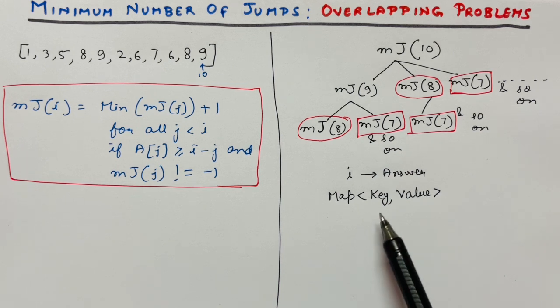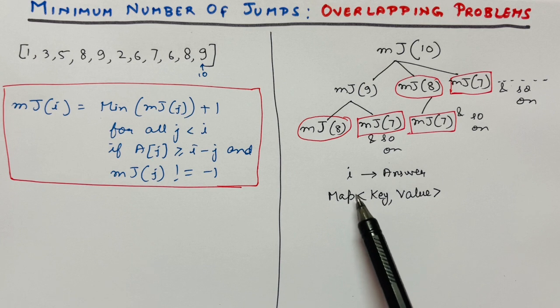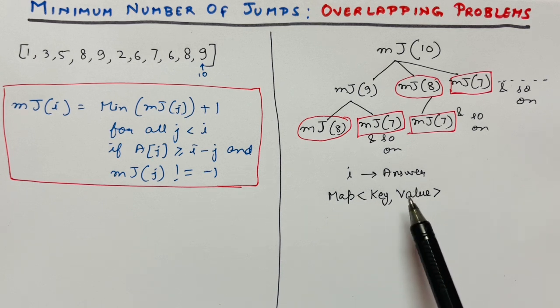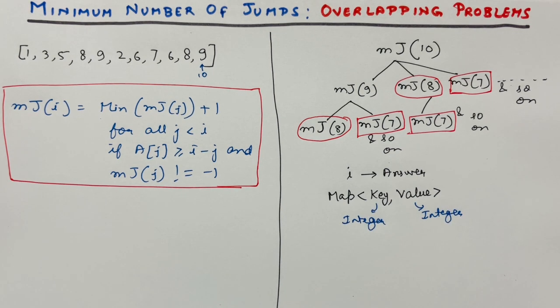But for a map, we also have to define the data types of key and value. Here, the key is the index, so it is simply an integer. And the answer is just the number of minimum jumps, so it can also be an integer. So let us see how we modify our algorithm with the introduction of this map.